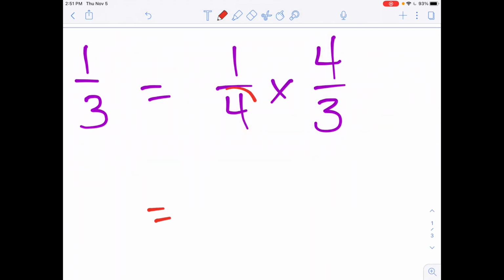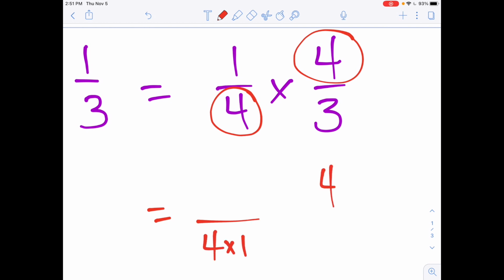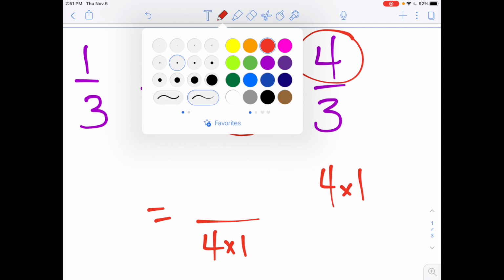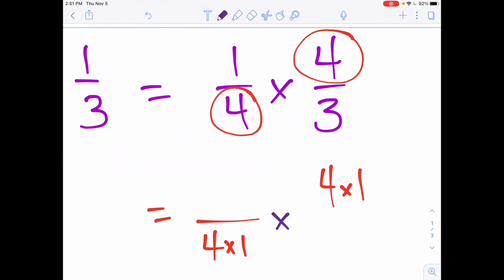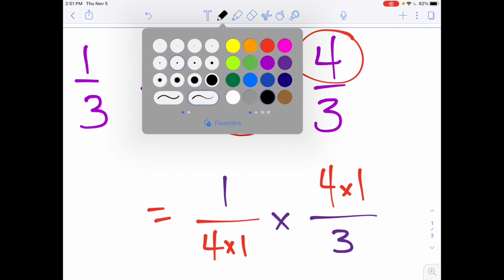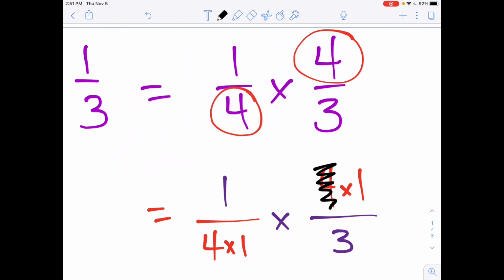I see that there's a 4 on the bottom and a 4 on the top. A 4 is a denominator and a 4 is a numerator. I could rewrite those as 4 times 1 and 4 times 1. And then I'll keep the other ones the same. There's a 1 on the top and there's a 3 on the bottom. If I now get rid of my 4/4, because that's a whole, I don't need to multiply by 1, my answer doesn't change. I can also get rid, there's a 1 on the top, there's a 1 on the bottom.